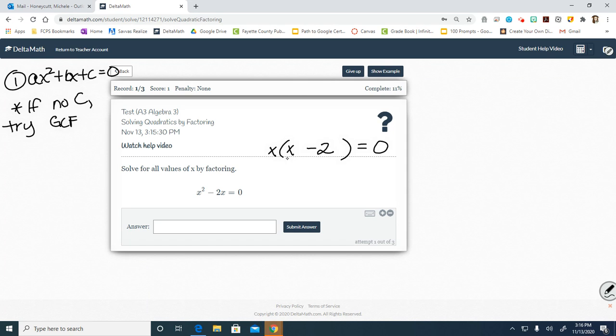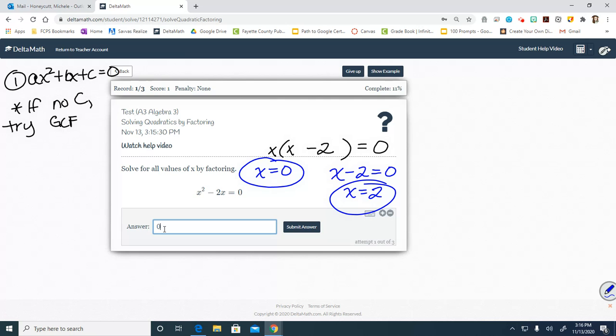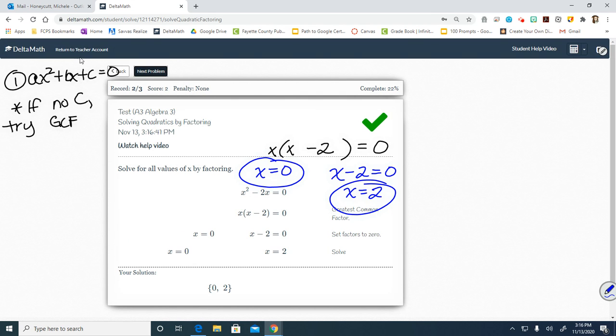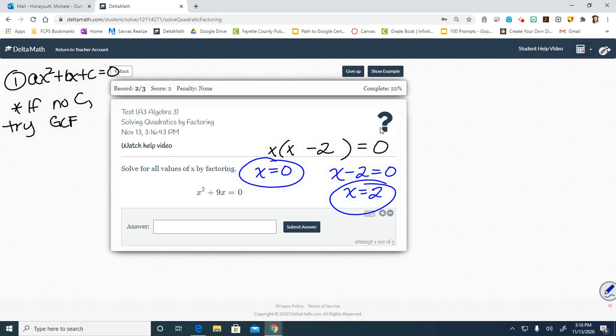Now that it's factored, you can apply that zero product property where you set x equal to 0 and x minus 2 equal to 0. So x equals 0 is one answer. For the other answer, add 2 to both sides, and you get x equals 2. Then I'll type in my answers, 0, comma, 2. And that's correct. And the next one would be just like it.